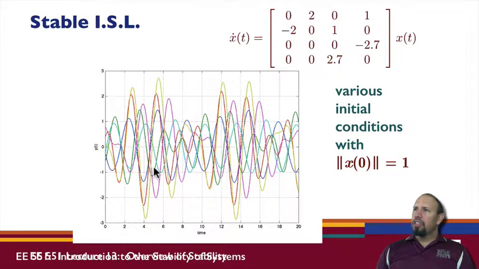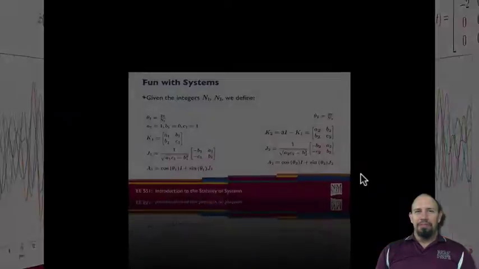Okay, so this is just simulating a number of initial conditions of magnitude equal to 1. Notice this is a 4th order system, so I can't show you a 3D plot of it, for example, because there are already 4 dimensions, and then there's time to consider. So we have that.